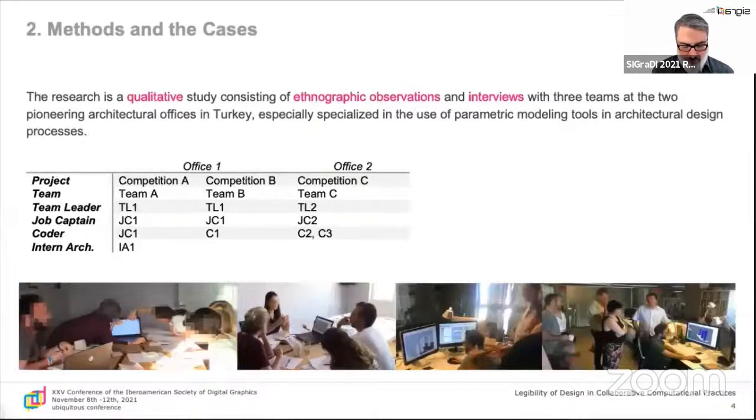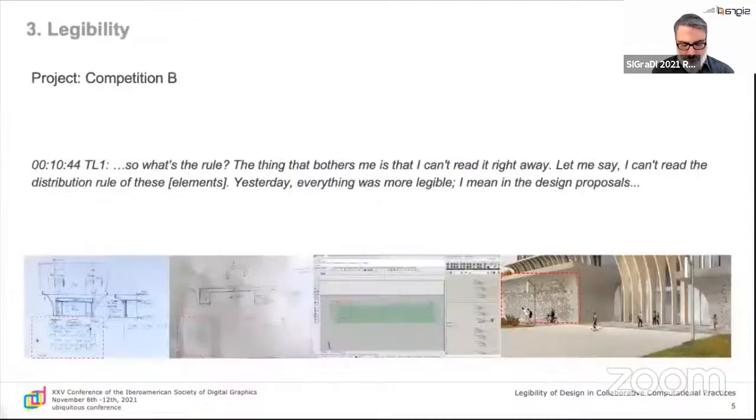The research is a qualitative study consisting of ethnographic observations and interviews with three teams at two pioneering architectural offices in Turkey, especially specialized in the use of parametric modeling tools in architectural design process. In computation project B, as a reflection of the rule-based approach in design, we have observed our participants to come up with a legible continuum linking design intentions to end product.